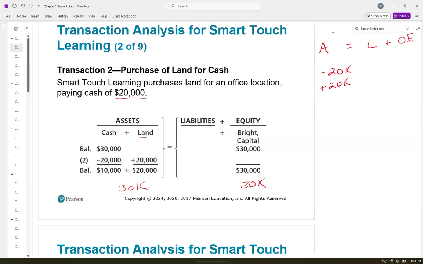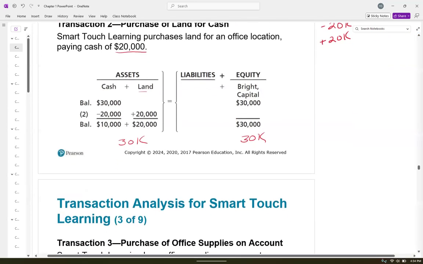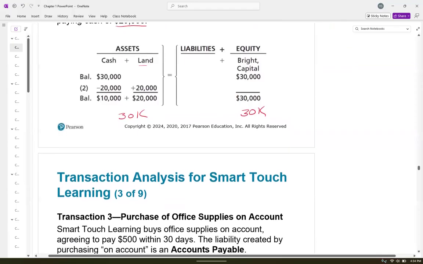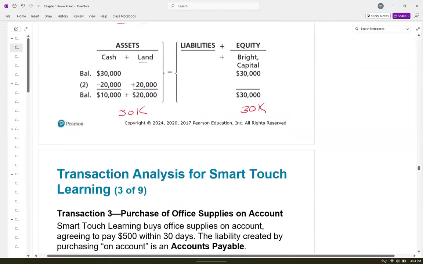All right. Let's go to the next one. The next one is Smart Touch Learning buys office supplies on account. "On account" is a keyword, agreeing to pay $500 within 30 days. The liability created by purchasing on account is accounts payable.